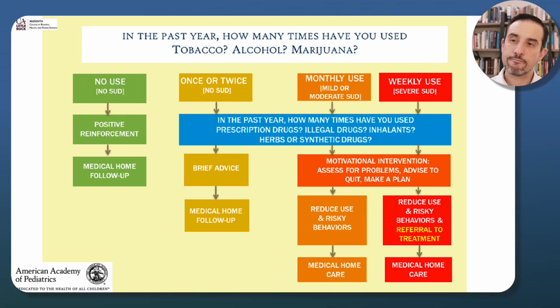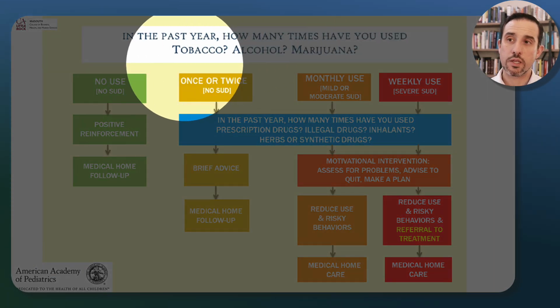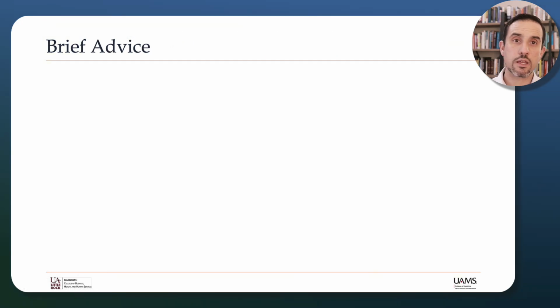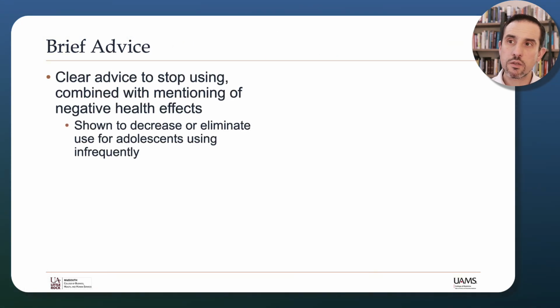So let's say though we're in the once or twice. If you ask this question or use a screener and they are using substances, if it's just occasionally, this is where you can give this brief advice. And now ideally, this is where, again, you ask permission, feedback sandwich, but what you want to do is give clear advice to stop using it because of the negative health effects.